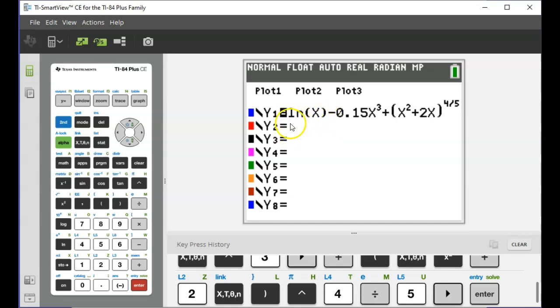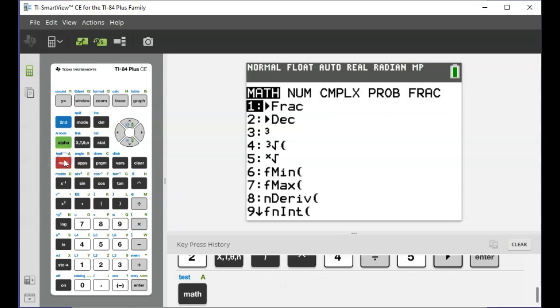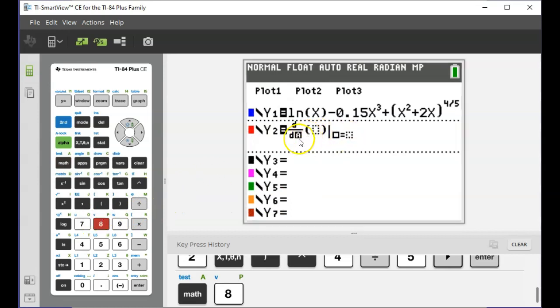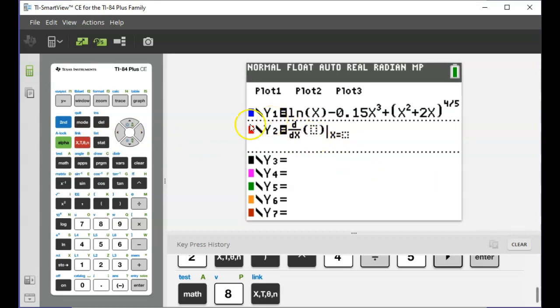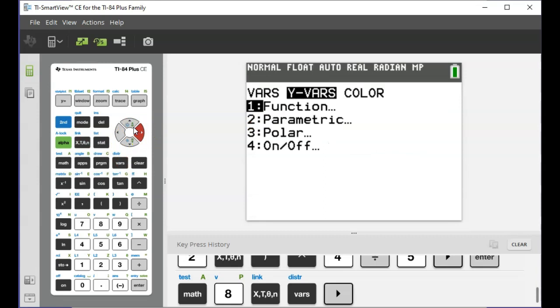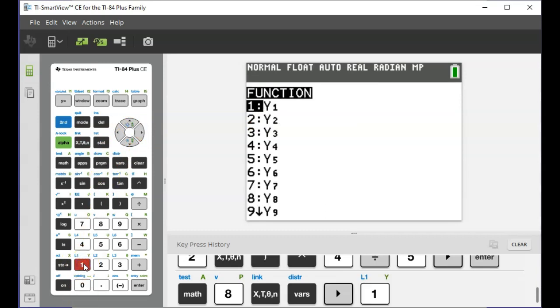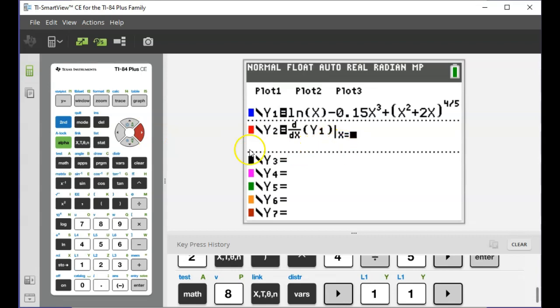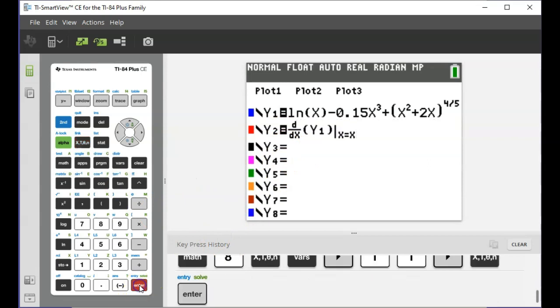So how do I take a derivative on my calculator? We'll go to y2, and we're going to let y2 be equal to, and I press math, and I go down to nDeriv, so I press 8. And I'm taking the derivative with respect to x, and what I'm taking the derivative of is y1. There are shortcuts on the new calculators, but on an old calculator you'll do vars, y-vars, function, y1, and then we're just going to let x equal x. That way I can substitute any value I need in, but this will calculate the derivative.